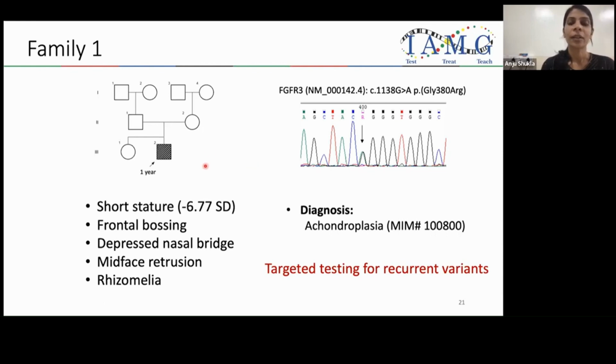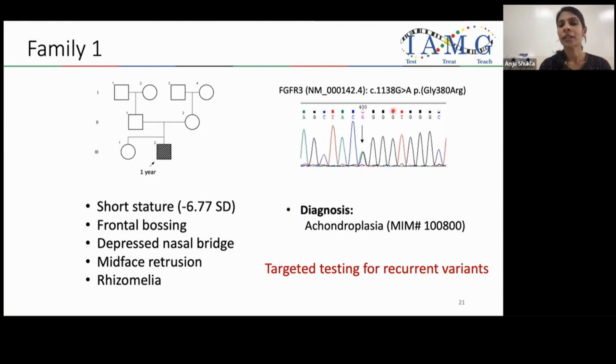So this is a 1-year-old male child. The parents complained of short stature, and on examination, he had a short stature which was at -6.7 SD. There was frontal bossing, depressed nasal bridge, mid-face protrusion was there, and along with short arms, he also had rhizomelia. On skeletal survey, he had shortening of all long bones. So we made a clinical diagnosis of achondroplasia.